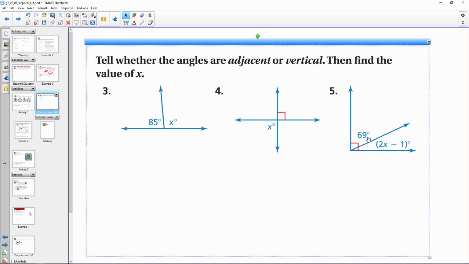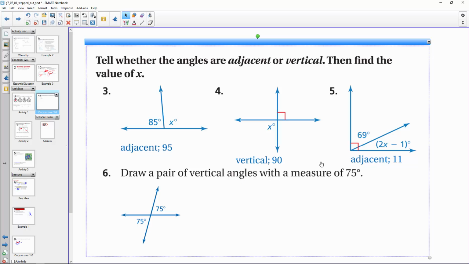This here is going to be an adjacent angle, and I know the whole thing equals 90 degrees, so I have to do 69 minus 1, which is 68, and 2x, so I take 90 minus 68, which is 22, divided by 2, which is 11. Then I plug it back in. 11 times 2 is 22, minus 1 is 21. So this is what all the measurements are. The only thing that's different is right here. This x equals 11. And now what is the value of x? This angle was 2 times 11, which is 22, minus 1, which is 21.